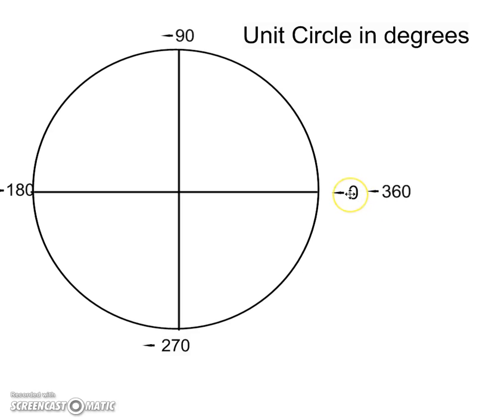So the location of 0 is the same as the location of 360 if I'm going around the circle. As a matter of fact, if I went around the circle twice, that would be 720 degrees.